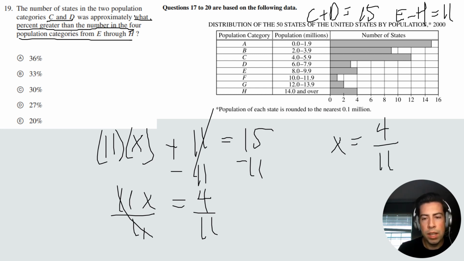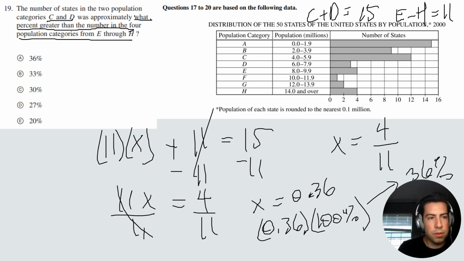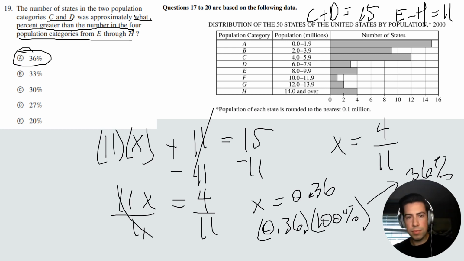by 11, okay? Now, the thing here is that whenever I divide these two values, I'm going to get a decimal. So 4 divided by 11 is going to be 0.36. And then we want this as a percentage, so I'm just going to say 0.36, multiply that by 100%, and I'm going to get 36%. All right, so our answer is going to be A.